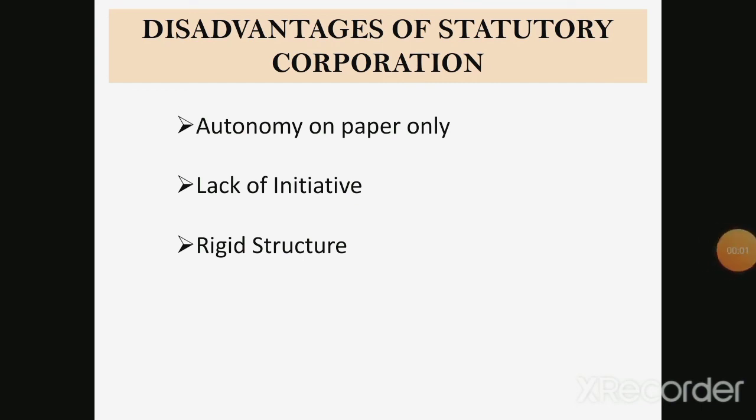And the last disadvantage is unfair practices. So statutory corporation basically charge unduly high prices to cover up its inefficiency. So suitability of public corporation is where the undertakings require monopoly powers, where the undertaking requires special powers defined by the act, or where the undertaking requires regular grants from the government. So these are the areas where the statutory corporation is suitable.